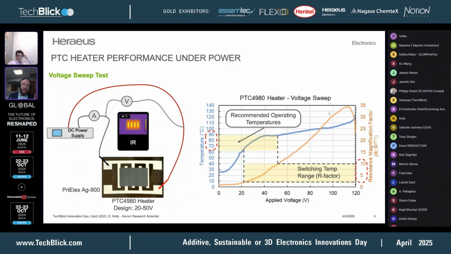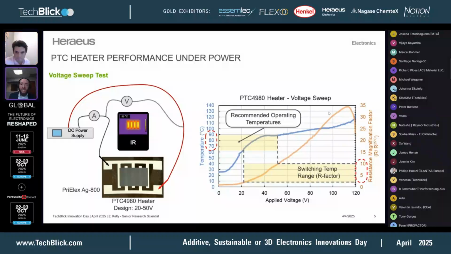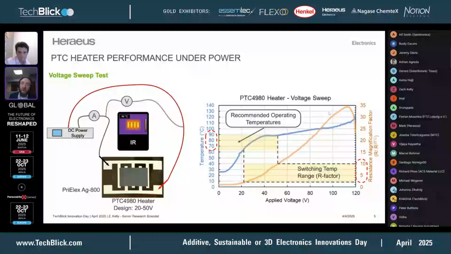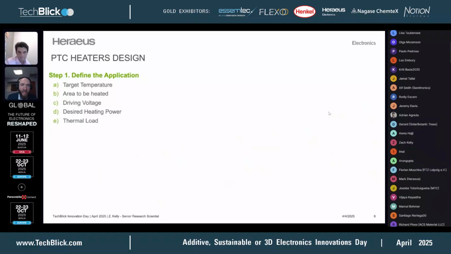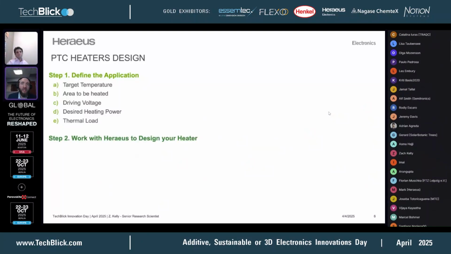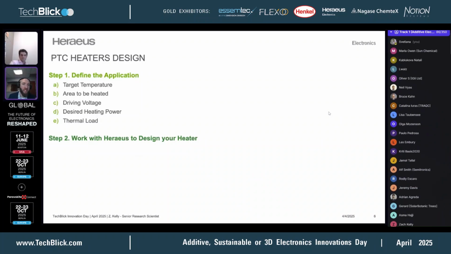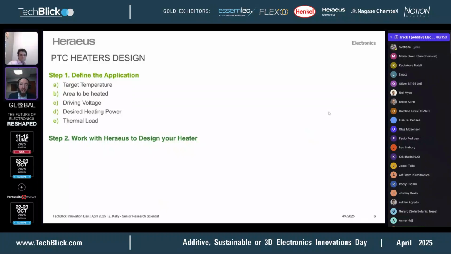So we look at the dimensions and the spacing, and then figure out how the performance is going to be. Next slide, please. So the first step would be to define the application: the target temperature, area to be heated, driving voltage, desired heating power, as well as the thermal load.